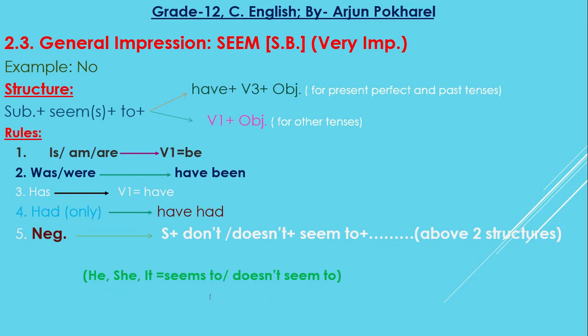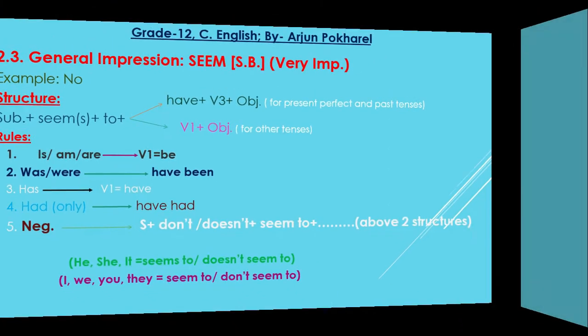And in the same way with the subjects I, we, you or they, you have to use seem to or don't seem to, because these are plural subjects. Okay, for singular subjects seems in positive form and doesn't seem in negative form. With plural subjects you have to use seem in positive form and don't seem in negative form. Okay, in this way you do.